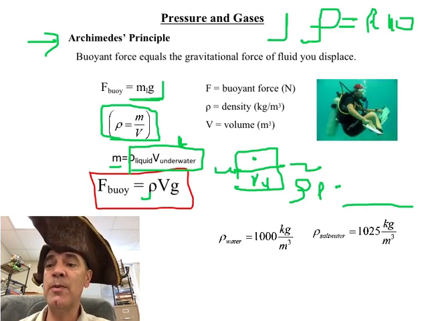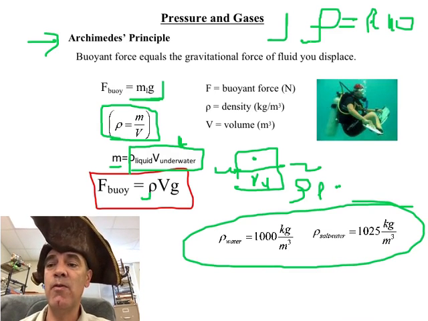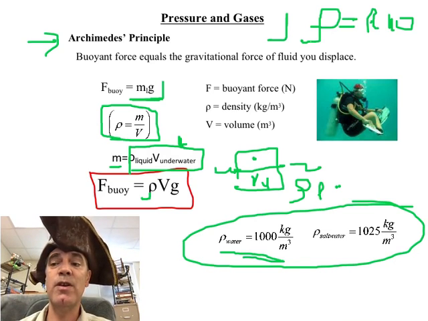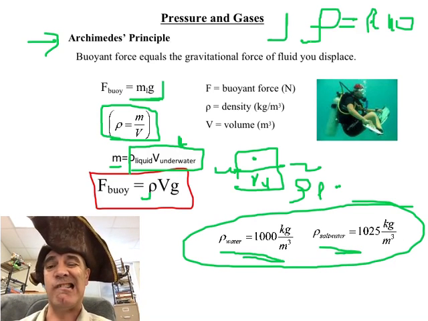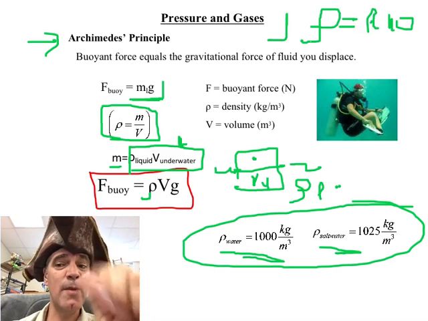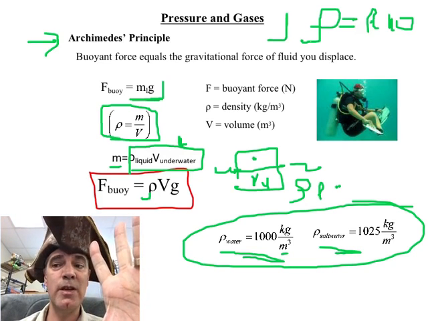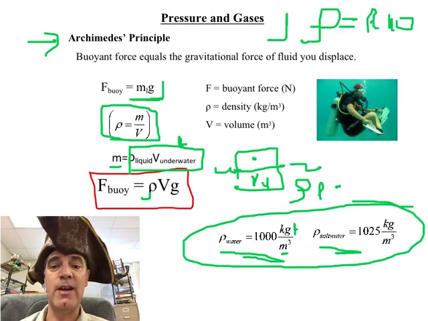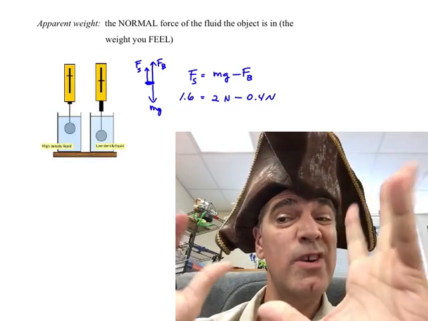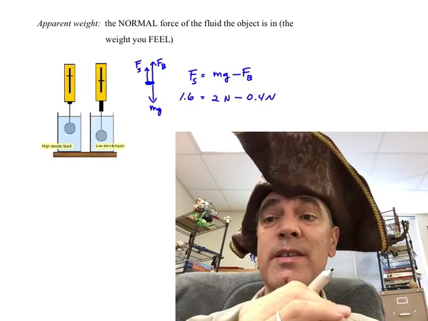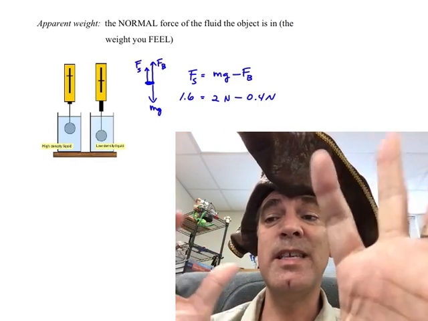And there are two rhos that we use a whole bunch. The rho for regular water is 1,000 kilograms per meter cubed, and salt water is 1,025. Notice that's different than the one we use in chemistry because we're dealing with meters cubed and kilograms instead of grams and liters. When we're dealing with buoyancy, it changes the amount it seems like something weighs.